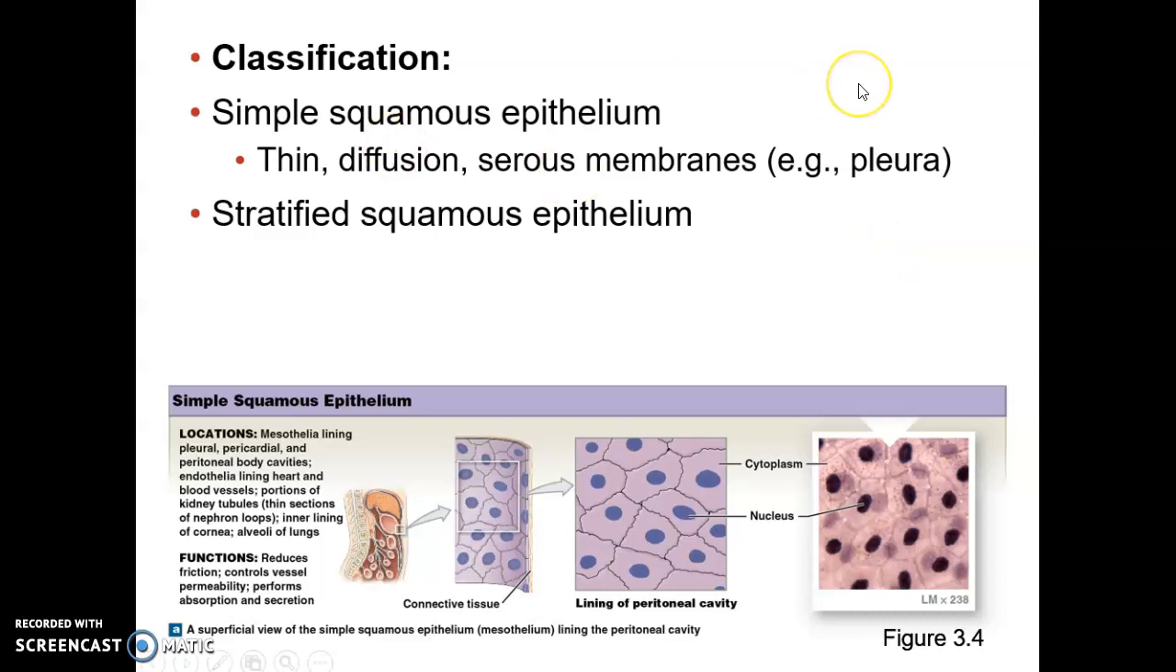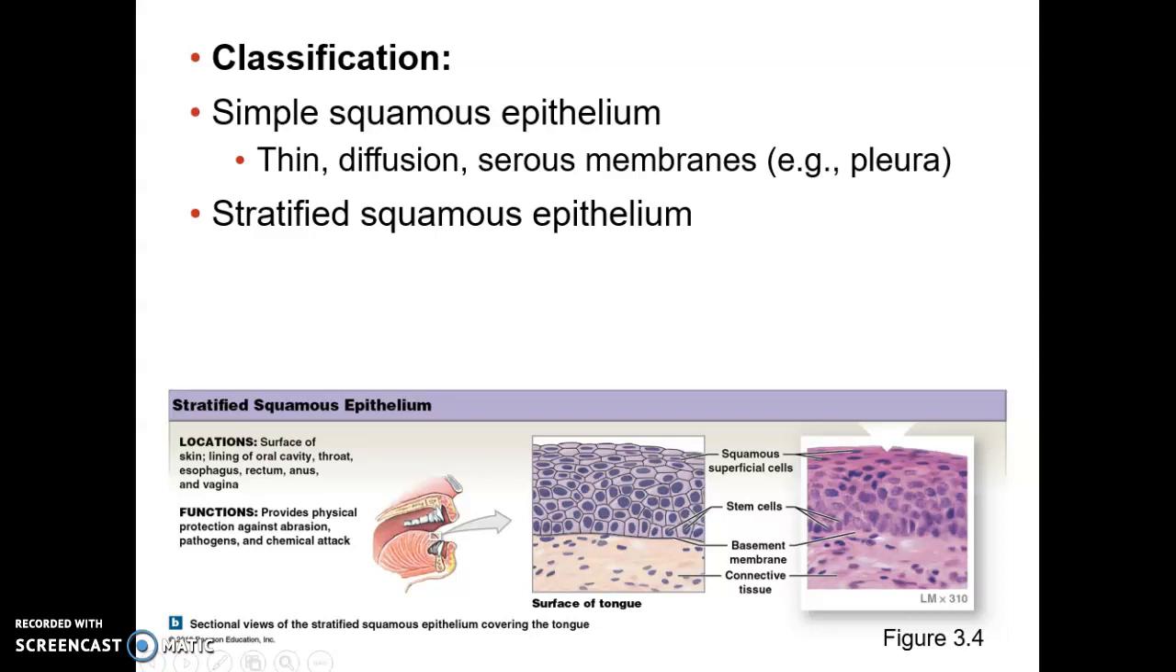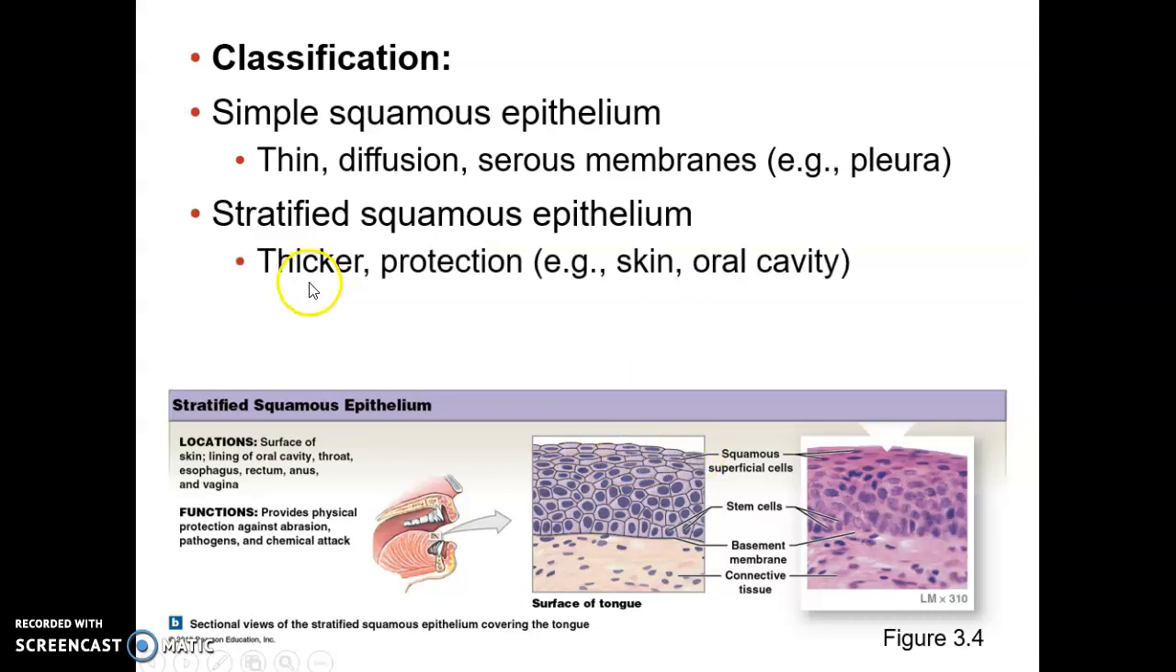All right, moving on to stratified squamous epithelium. So now our next figure here, 3.4, stratified squamous epithelium. Stratified because it's more than one cell layer thick. Squamous because the apical top cells are flattened. So stratified squamous epithelium. This is thicker, obviously, and good for protection.